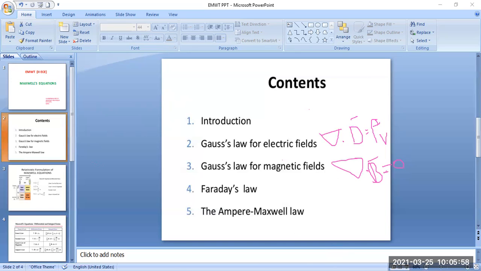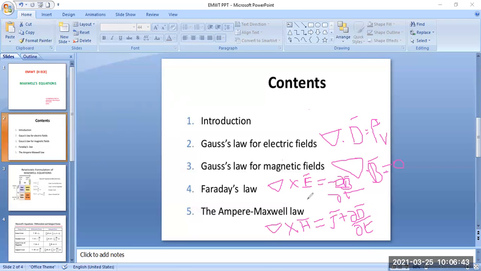By using Faraday's law and transformer EMF, we can derive del cross E bar equals minus dou B bar by dou t. And Ampere's Maxwell law, also called the inconsistency of Ampere's law, is del cross H bar equals J bar plus dou D bar by dou t.